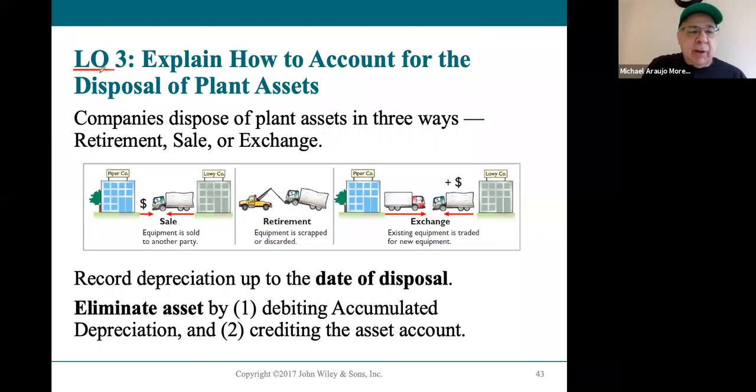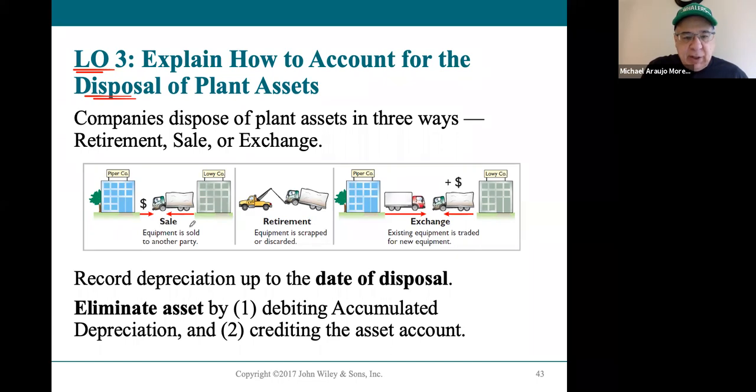So very quickly on learning objective 3, now that you know how to calculate the cost of an asset, now you know about useful life, depreciation, salvage value. It's important to know what happens when companies actually dispose of those assets. So there's usually 3 options for them.